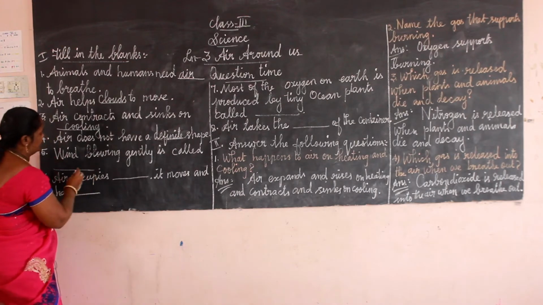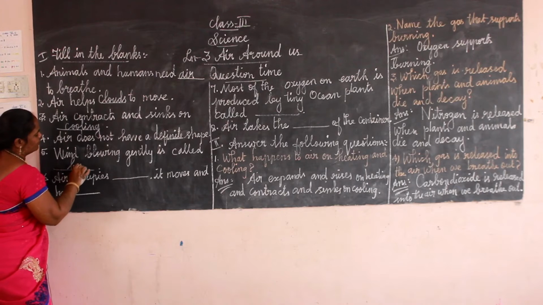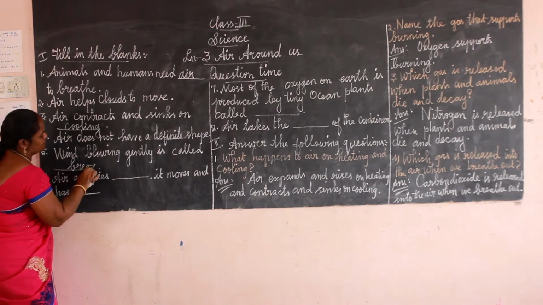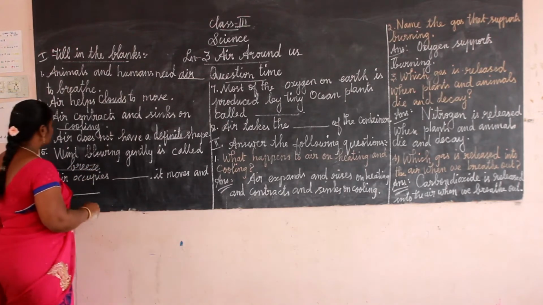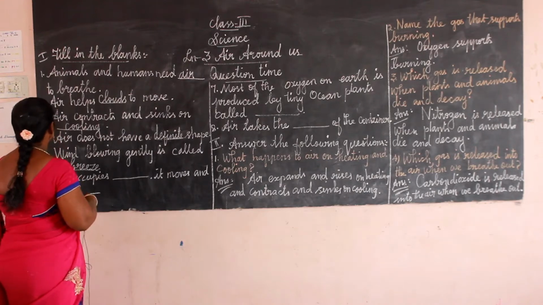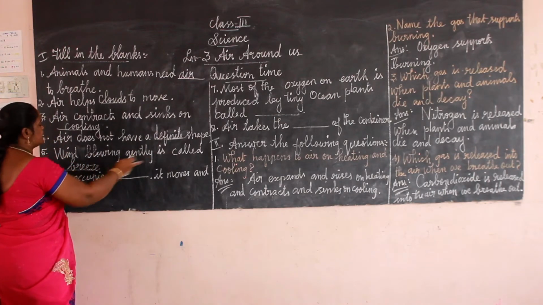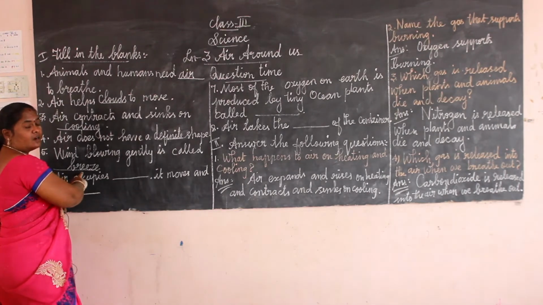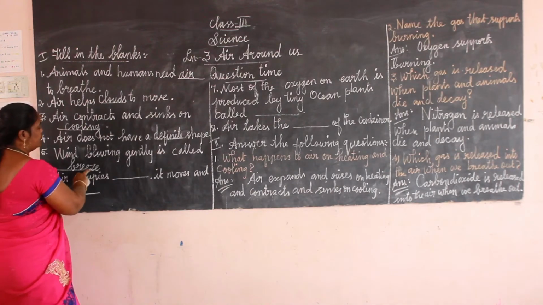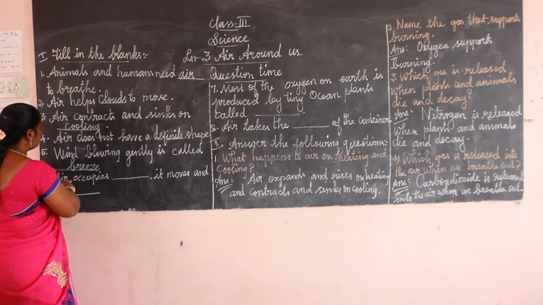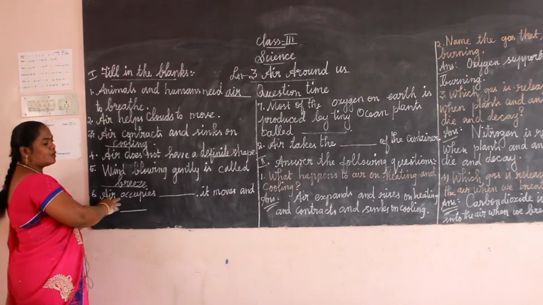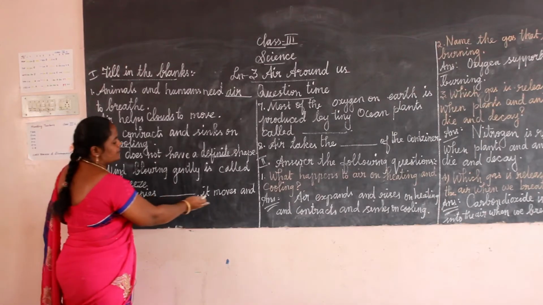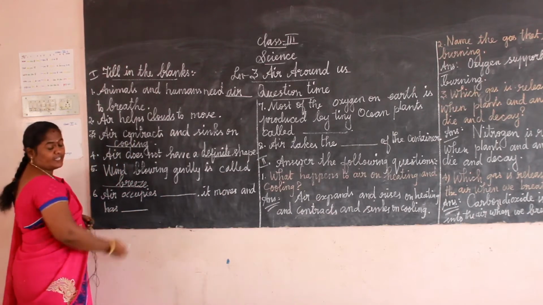And the next question, wind blowing gently is called dash. Breeze. Spell the word breeze. B-R-E-E-Z-E. Wind blowing gently is called breeze. And the next question, air occupies dash, it moves and has dash.